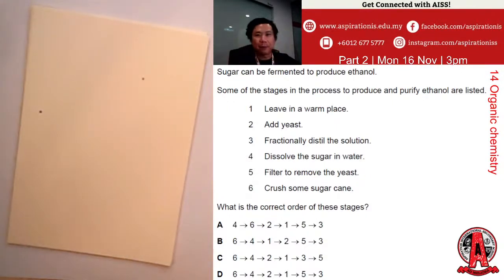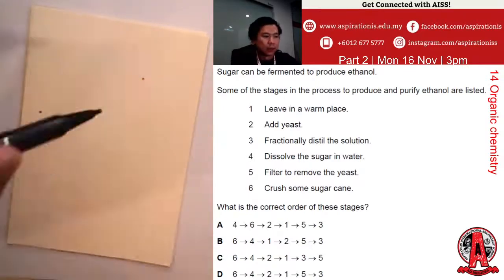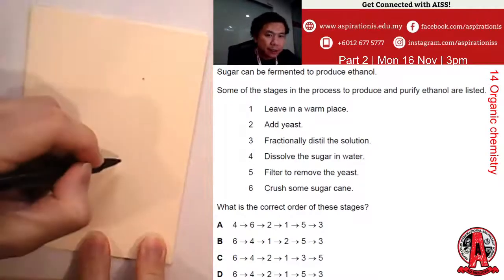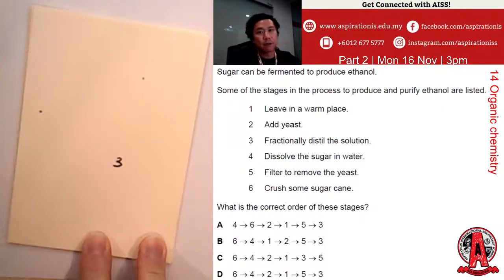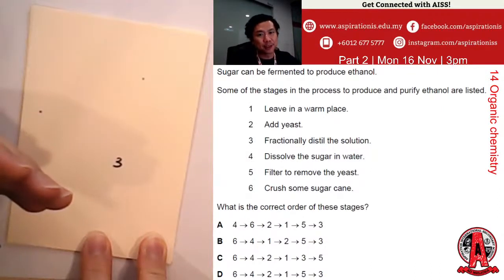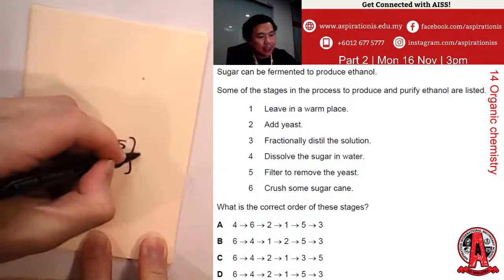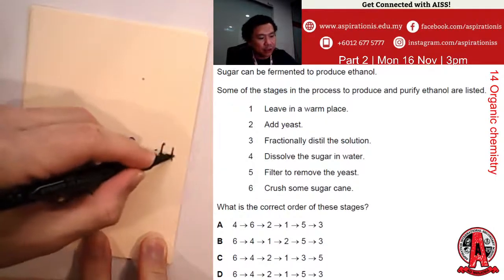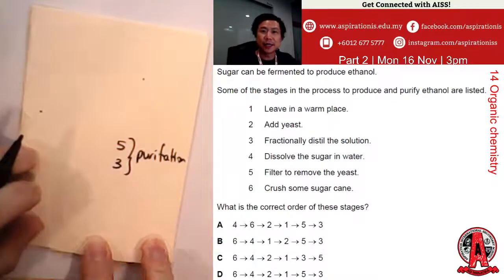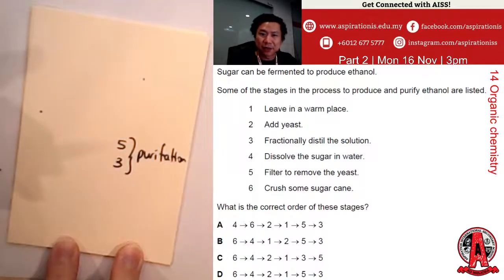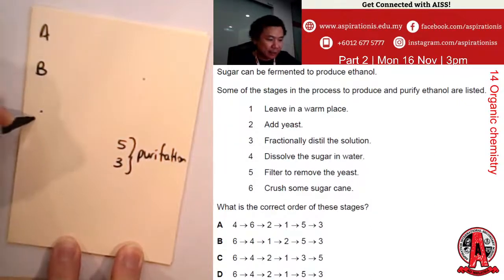I'm so happy. All of you are absolutely wonderful. Correct. So we know that 3 is the last. And of course, before you do fractional distillation, you've got to filter. Alright, so these are the purification steps. Did that help us? Not really, right? Because now we have to contend with A, B, and D.